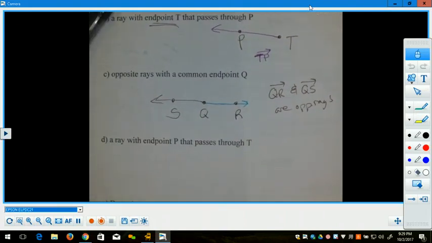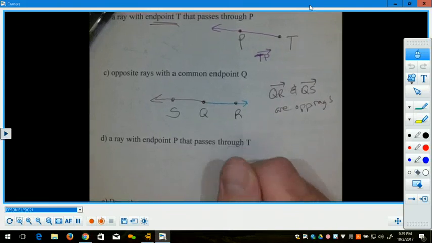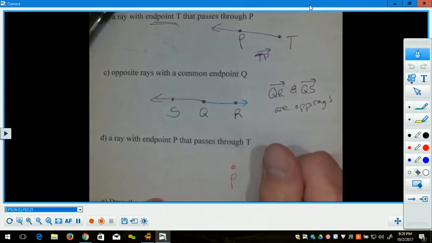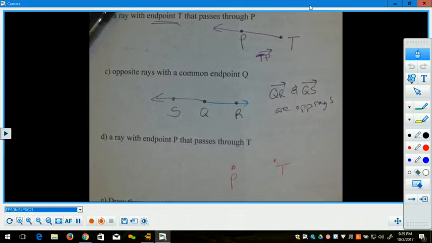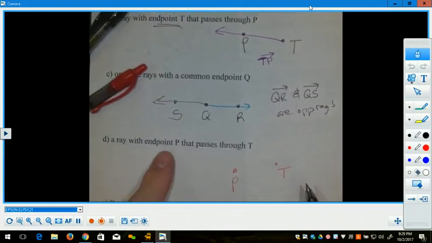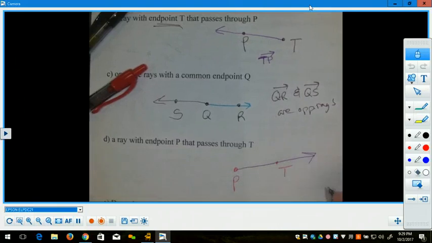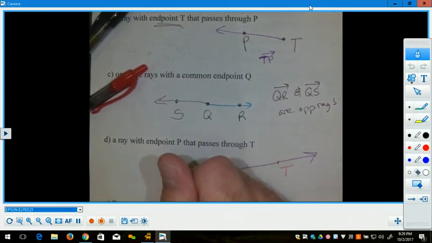Letter D, a ray with endpoint P passing through T. So I have P and I have T. This time I will go left to right. Endpoint being P, passing through and extending beyond T. That's the ray PT.